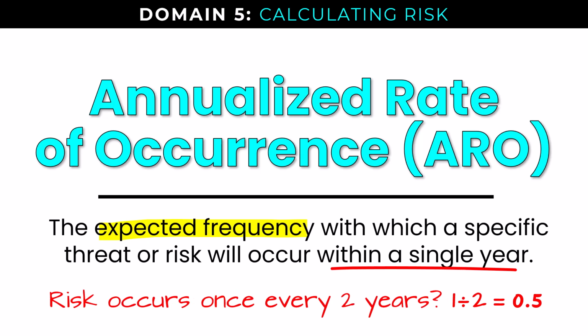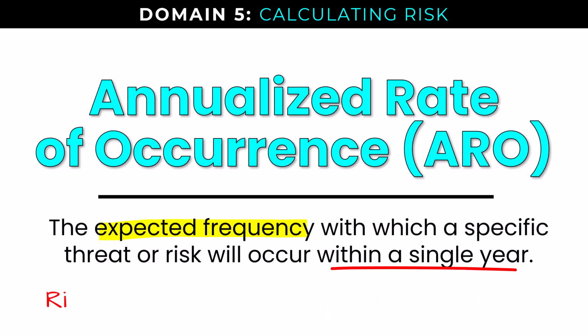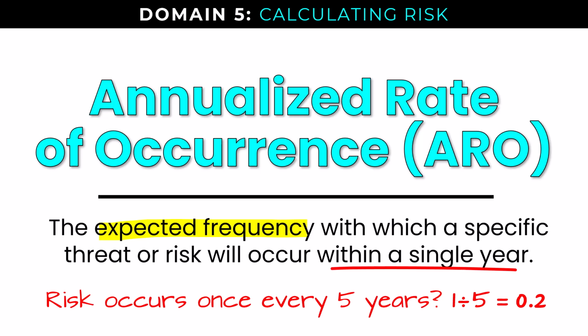A risk occurs once every 2 years. 1 occurrence divided by 2 years equals 0.5. Risk occurs once every 5 years. 1 occurrence divided by 5 years equals 0.2. And I'll warn you on the exam, watch for annualized rate of occurrence that is less than once per year because you're going to have that fractional ARO.